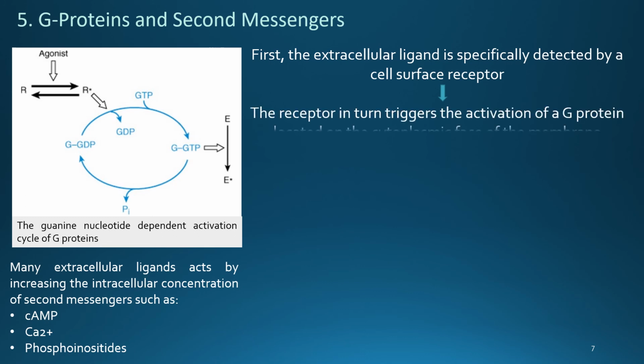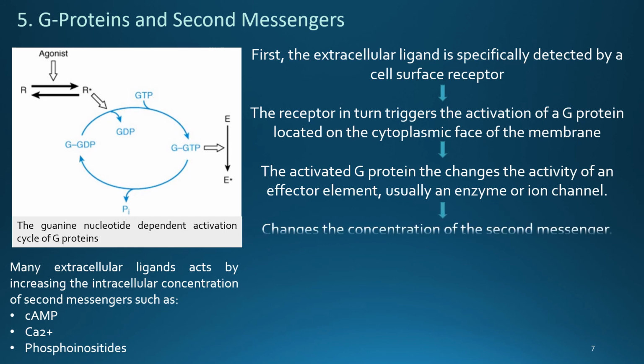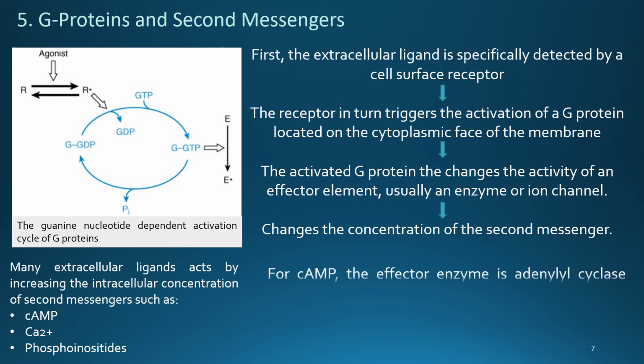Then, the receptor in turn triggers the activation of G protein located on the cytoplasmic face of the plasma membrane. Then, the activated G protein changes the activity of an effector element, usually an enzyme or ion channel. This element then changes the concentration of the intracellular second messenger. For cAMP, the effector enzyme is adenylyl cyclase.